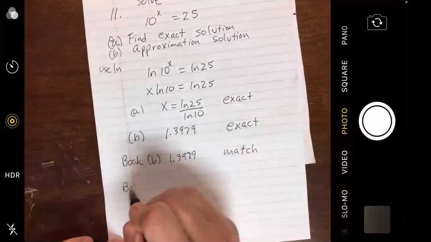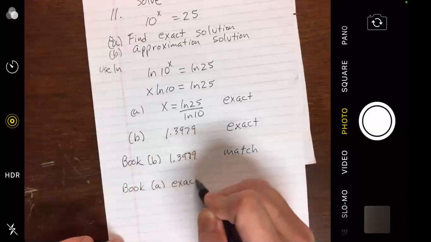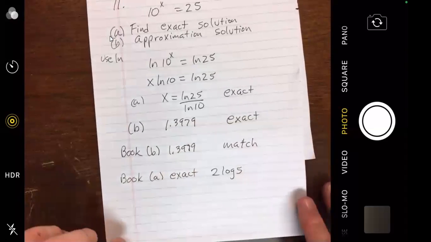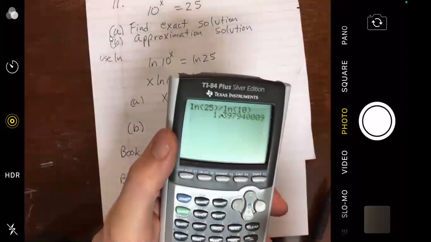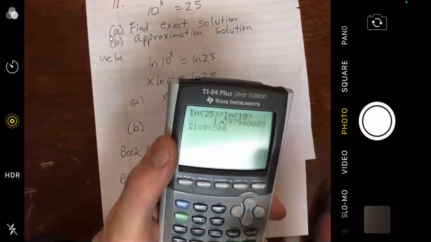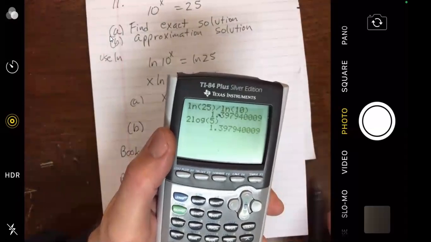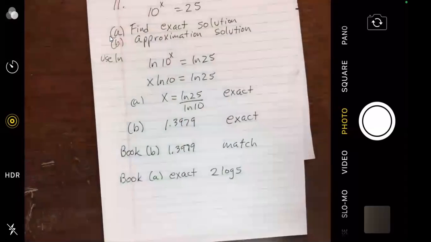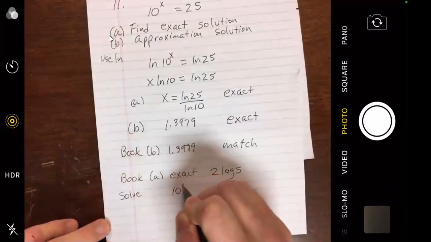Okay, now notice the book, part A, its exact answer is 2 log 5. Notice it gives the exact same approximation as mine did. How did they get theirs? I know you're dying to know. The suspense must be killing you. So what they did, 10 to the x equals 25.